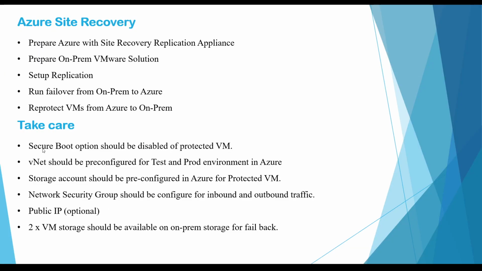You have to disable the secure boot of the VM which you are going to protect. You have to define your VNet for test and prod environment and the storage account as well. The network security group and public IP we can configure later on. So first of all, we need to check these things. Let's jump into our first task.